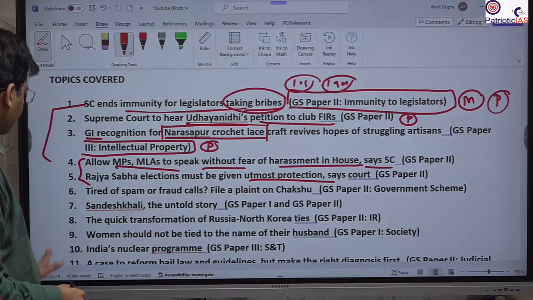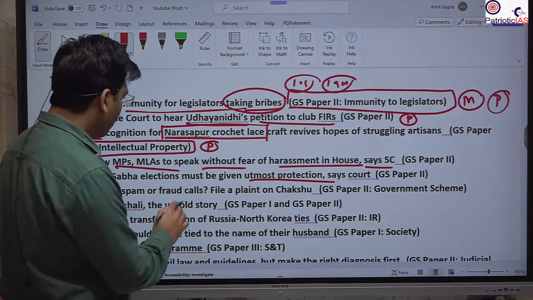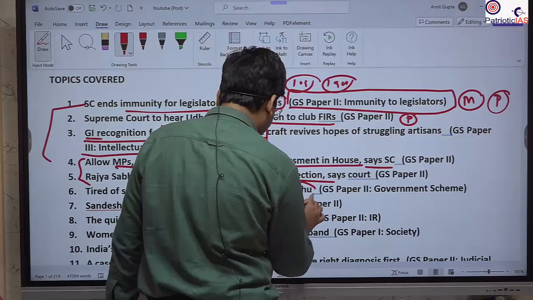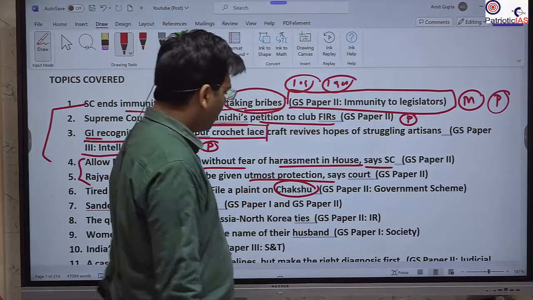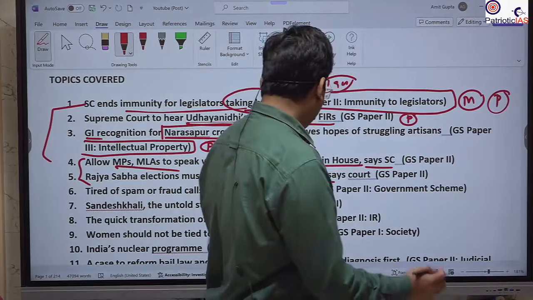Then we will study how, if you are tired of spam or fraud calls, you can complain on this website that is provided by the government. So for the prelims, very important.